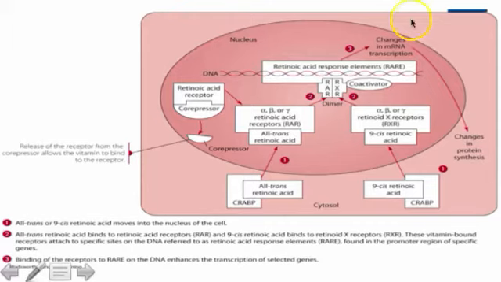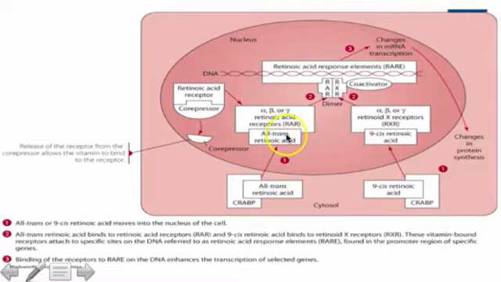So we see here a diagram of the process. We see the different forms of retinoic acid, the all-trans retinoic acid and the 9-cis retinoic acid. They're going to both be bound to the cellular retinoic acid binding protein. So we see here the CRABP bound to the retinoic acids, and the CRABP will shuttle the retinoic acid into the nucleus so that they can bind to their nuclear receptor.